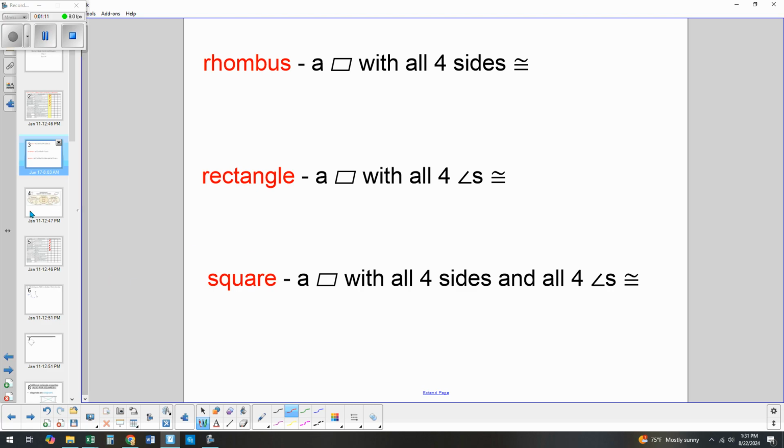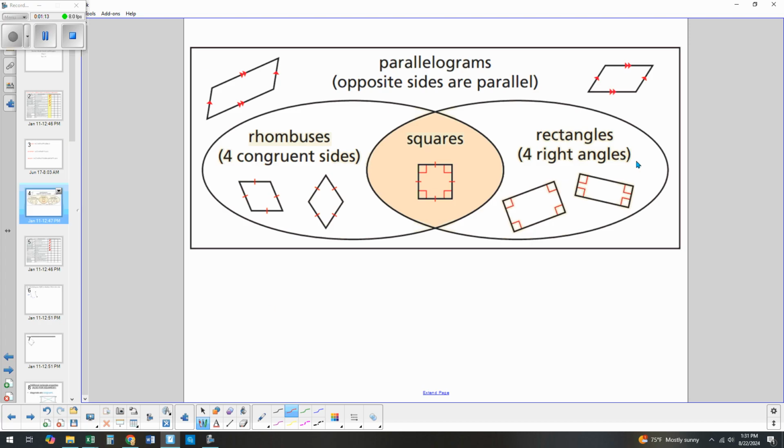So if we look at it more as a Venn diagram, everything on this page is a quadrilateral. Everything on this page is a parallelogram. This shape here is only a parallelogram, whereas this shape here is a rhombus and a parallelogram. This shape here is a rectangle and a parallelogram. This shape here is a rhombus, it's a rectangle, it's a parallelogram, but it's also a square. So this would have the properties of any of the other shapes.